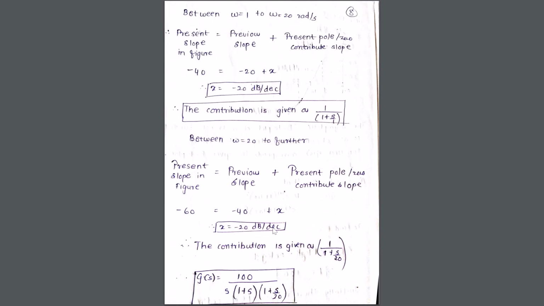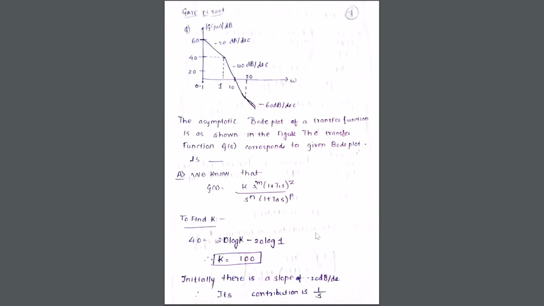I hope I'm very clear to you. Since it is minus, I'm giving it as a pole, and it is given as 1 upon 1 plus s by 20. Why by 20? Because at 20 I have the next change in slope. So it is by 20.